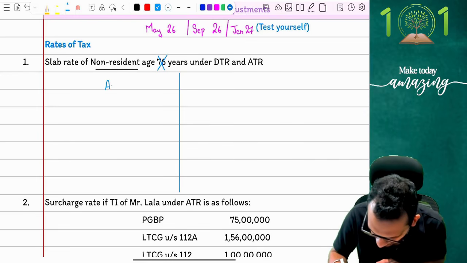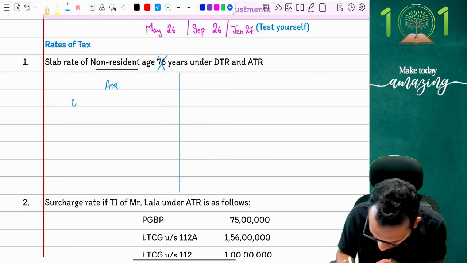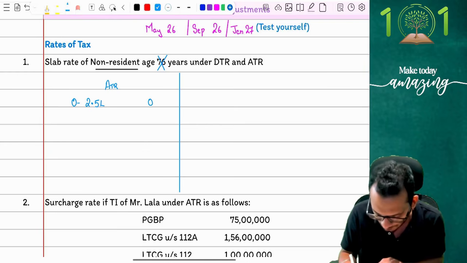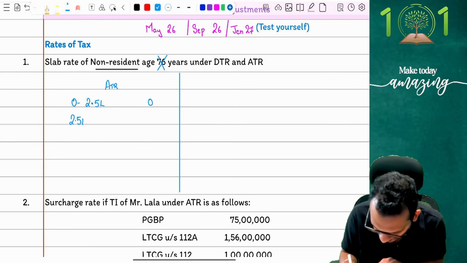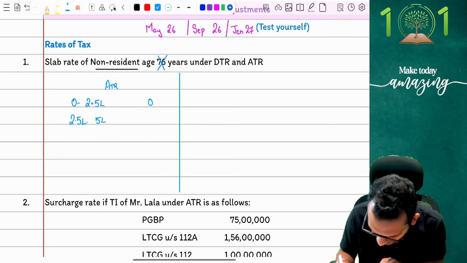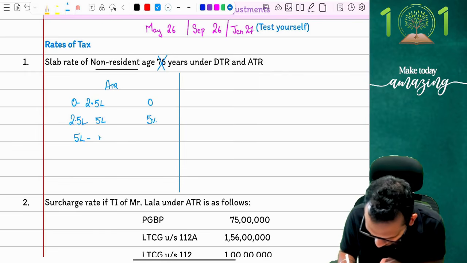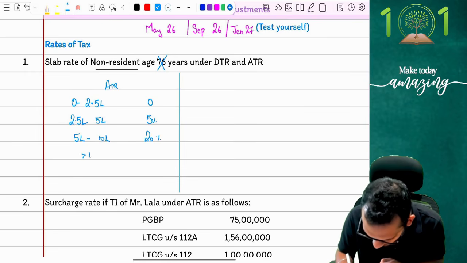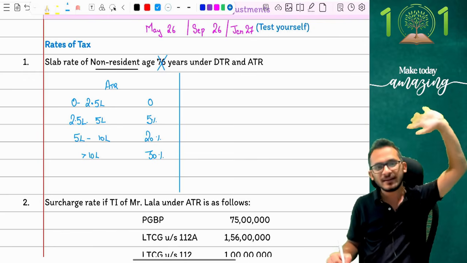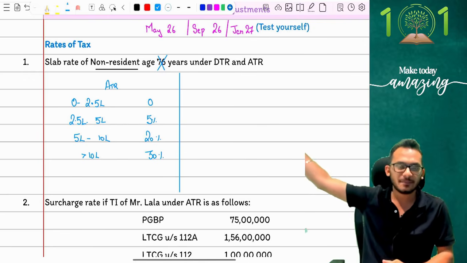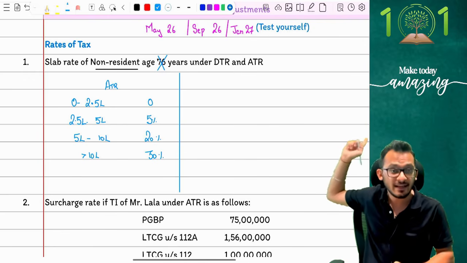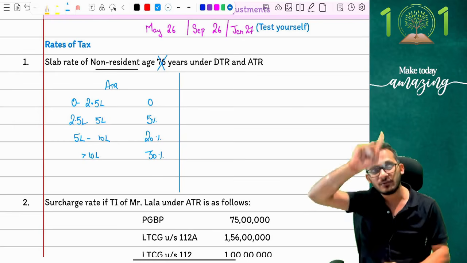What are the schemes? If I'm going to the ATR scheme, the answer is that for the first 2.5 lakh rupees, I'm going to be taxing nothing. From 2.5 lakh rupees to 5 lakh rupees, I'm going to be taxing at the rate of 5%. From 5 lakh rupees to 10 lakh rupees, at the rate of 20%. And after 10 lakh rupees, at the rate of 30%. Correct, not correct? Notice carefully. Despite the fact that my age is 76 years, I don't care. I'm not giving you this benefit no matter what.